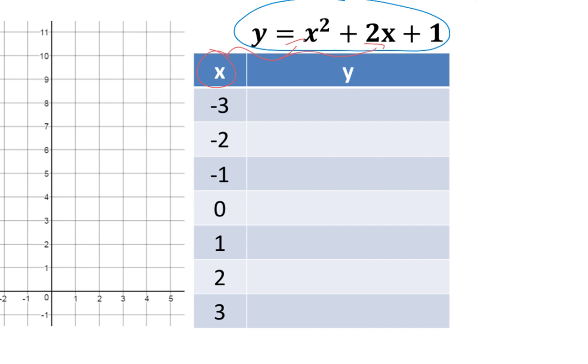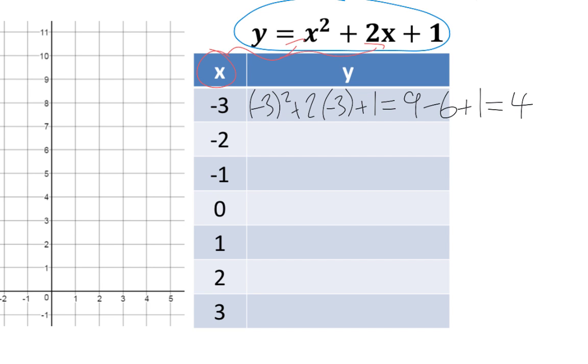Let's begin by substituting in this value of -3. So instead of writing x, I'm going to write -3. So -3 squared plus 2 times -3 plus 1. -3 squared simplifies to +9. Positive 2 times -3 is equal to -6, and the plus 1 stays exactly the same. So 9 subtract 6 plus 1, pretty simple, that is 4.